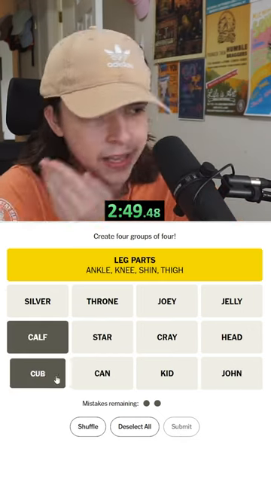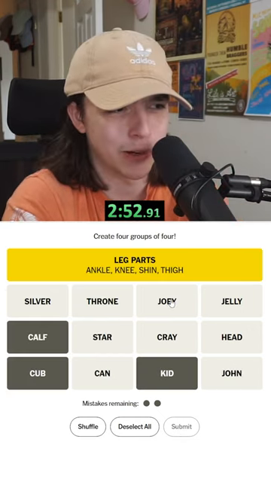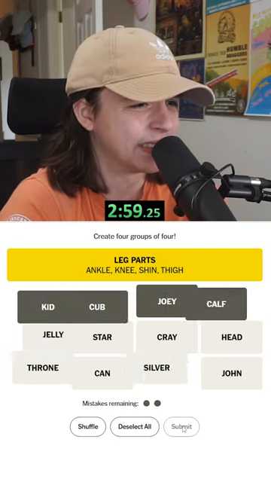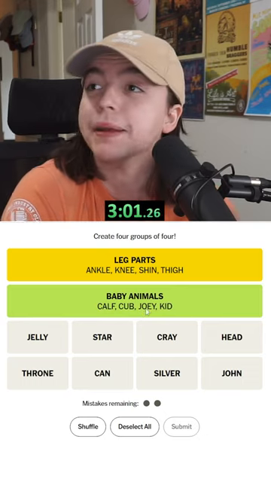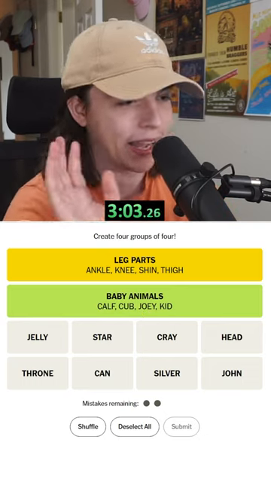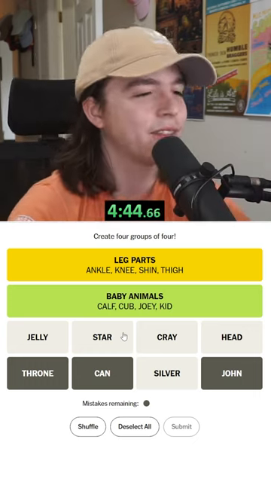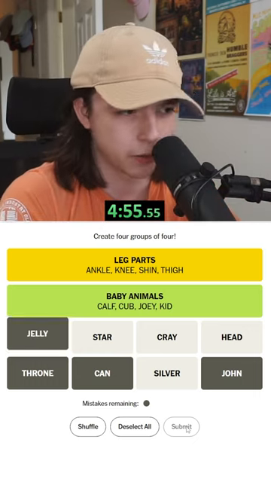Bang, let's go. Okay. Calf, cub, kid, Joey. Maybe. I don't know. That is a baby animal. Is a Joey. I knew it. Okay, I didn't know it, but I knew the other three. I only have one guess remaining, and I can't figure out which of these words it is.